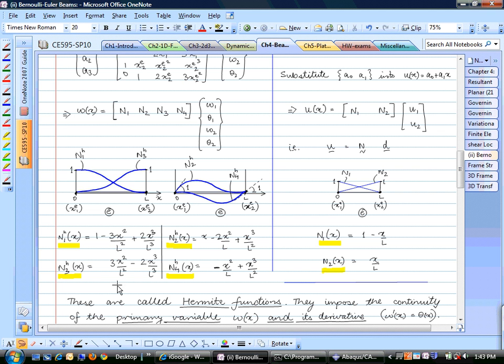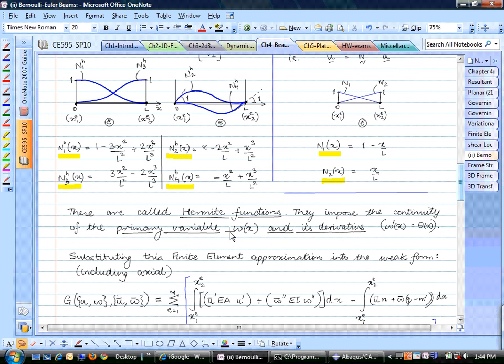So this is just a peculiarity of these cubic shape functions that we use for Bernoulli-Euler beams. But the idea is the same, and how you construct n1, n2, n3 is exactly how you constructed n1 and n2 for one dimension, and even for the triangular element, this is exactly the same procedure. So one thing to note here is that these types of functions are called Hermite functions.